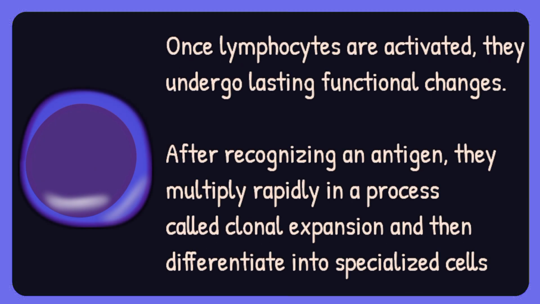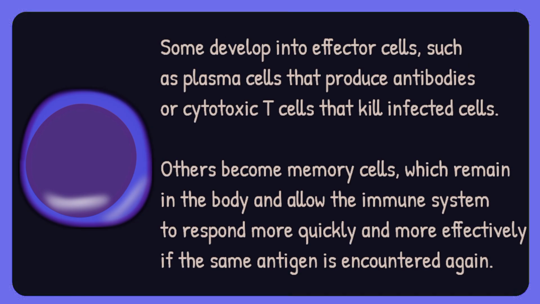Once lymphocytes are activated, they undergo lasting functional changes. After recognizing an antigen, they multiply rapidly in a process called clonal expansion, and then differentiate into specialized cells. Some develop into effector cells, such as plasma cells that produce antibodies or cytotoxic T cells that kill infected cells. Others become memory cells, which remain in the body and allow the immune system to respond more quickly and more effectively if the same antigen is encountered again.